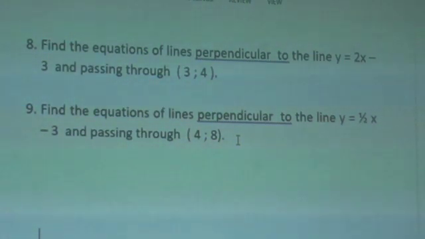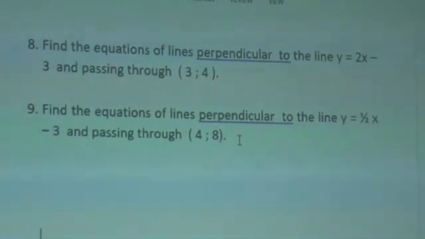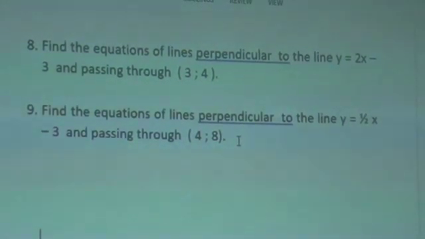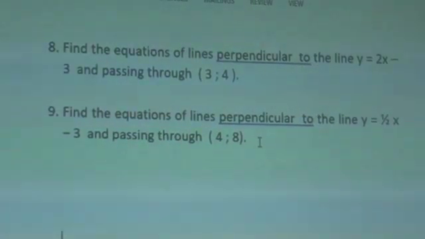Alright, you can stop the DVD, try these two examples. These examples are on perpendicular lines, so you must know your facts about perpendicular lines. Try them and then you can come for us to review it.